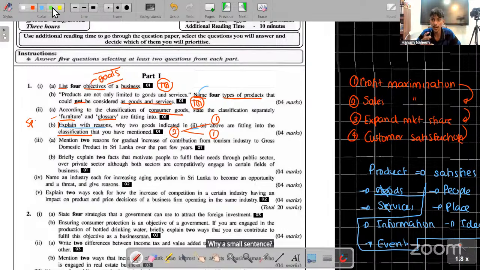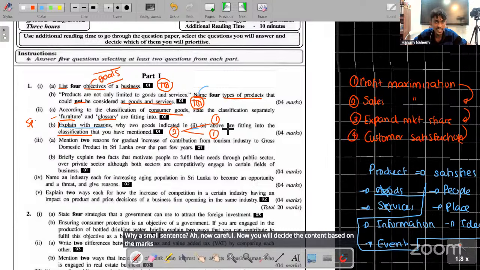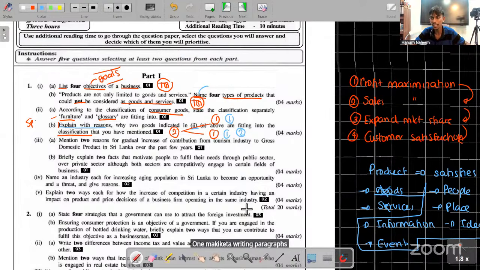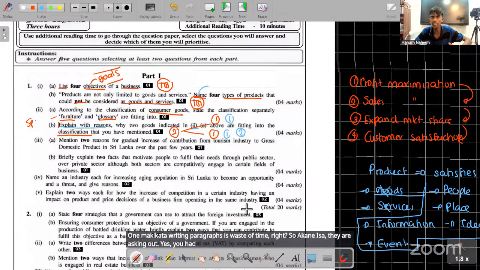Now careful. Now you will decide the content based on the marks. This question is allocating only 2 marks. That means for explaining why furniture is a shopping good, 1 mark. For explaining why glossary is unsought good, you get 1 mark. Writing paragraphs for 1 mark is a waste of time, right? So yes, you have to write a sentence, but don't keep it lengthy. Try to make it a short one.